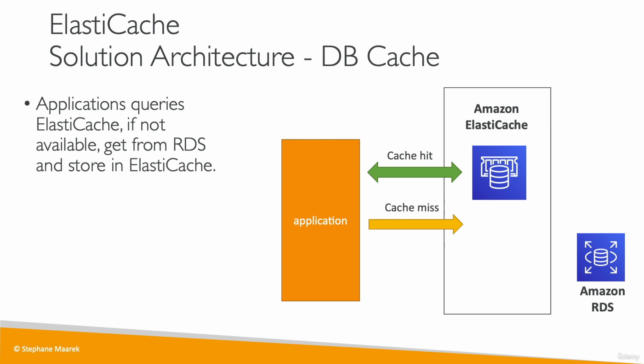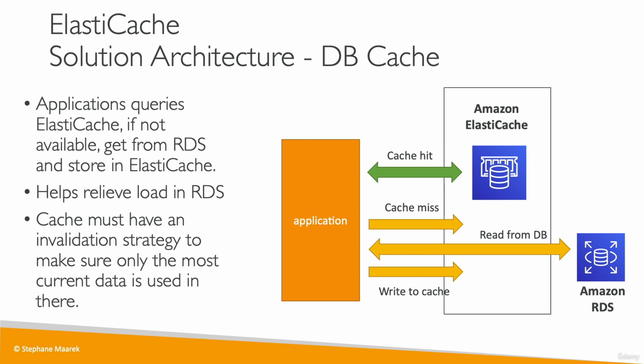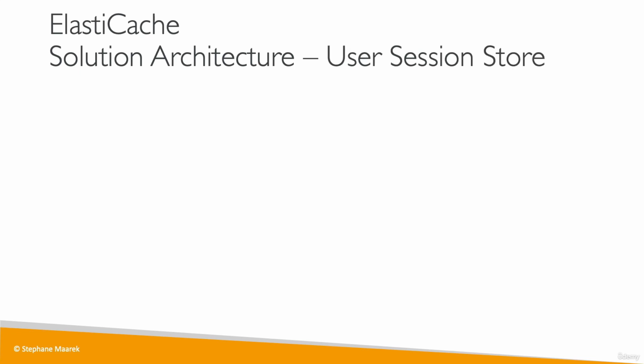Now, in case of a cache miss, then we need to fetch the data from the database. So we're going to read it from the database. And then for other applications or other instances where the same query will be made, we can write the data back into the cache, so that the same query next time will result in a cache hit. The idea is that it will help relieve load from your RDS database. And because you're storing data in the cache, there must be a cache invalidation strategy to make sure that only the most current data is used in there. And this is the whole difficulty around using caching technologies.